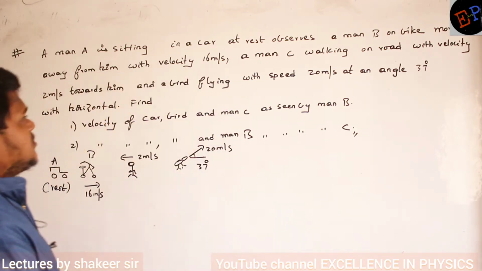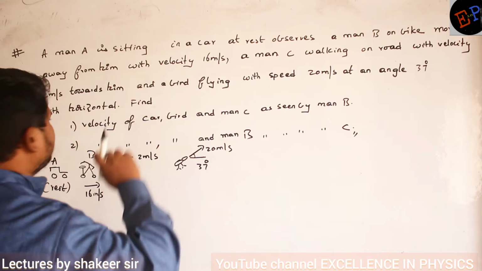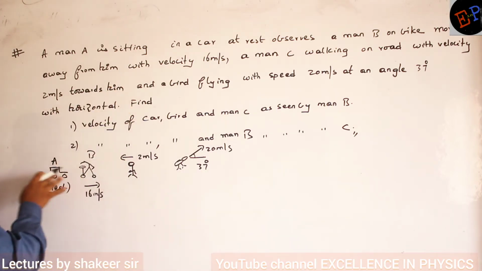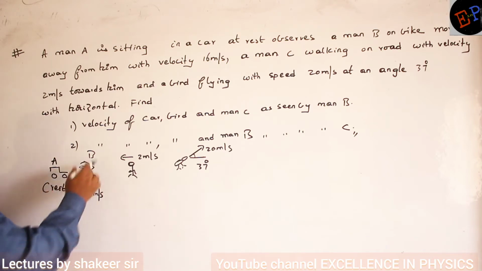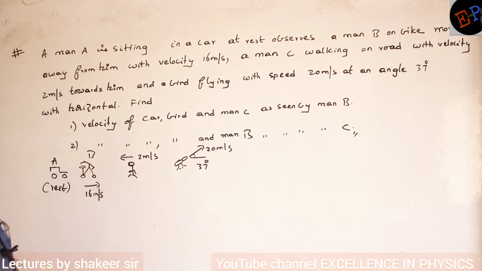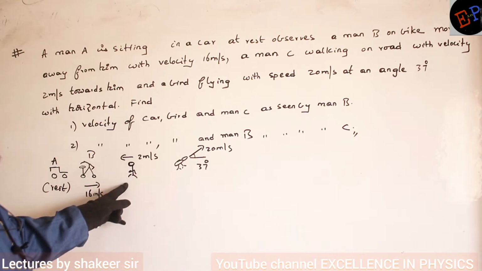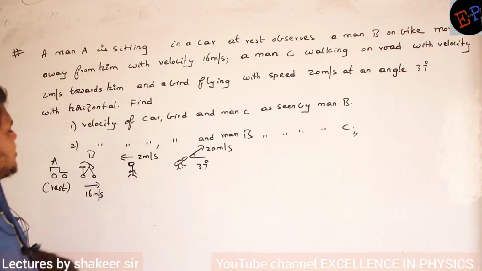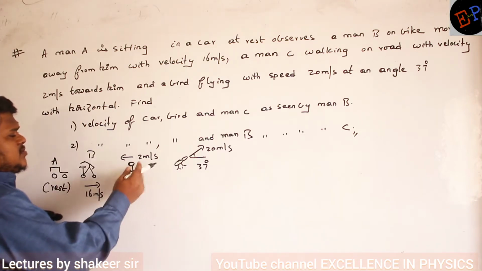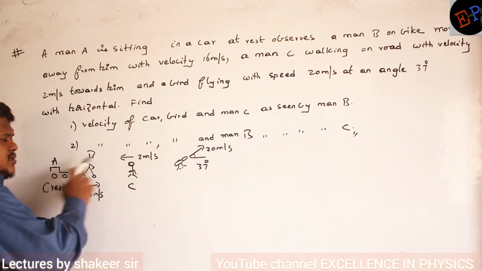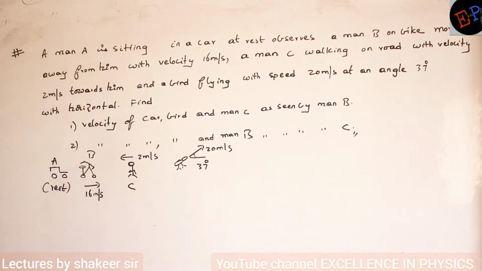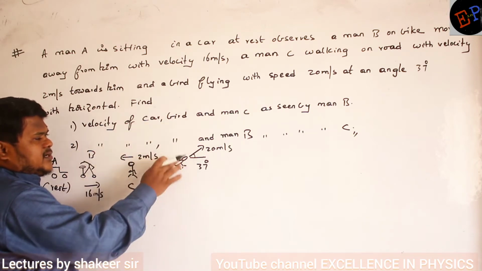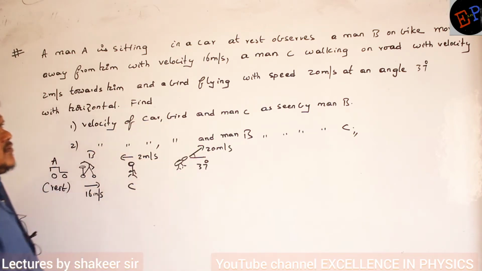Okay. So he observes a man B moving on a bike away from him with a velocity of 16 meters per second. So away from the car, this person B on a bike is moving with a speed of 16 meters per second. Man C, moving on the road with a velocity of 2 meters per second, is moving towards the car, towards this observer. And this is a bird which is flying at an angle of 37 degrees to the horizontal with a speed of 20 meters per second.